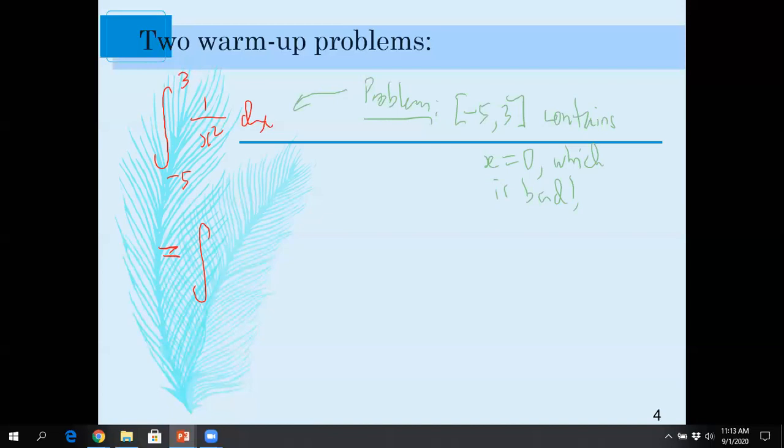0, obviously. So there's going to be one chunk I'm going to look at, which is -5 to 0 of 1 over x squared dx. And there's another chunk I'm going to look at, which is where? 0 to 3 of 1 over x squared dx. Now, that's better. I've at least honed in on the problem, okay? And it's not smack in the middle of the interval. It's at least on the end, right?